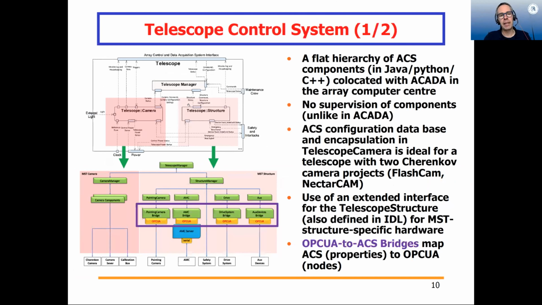Basically, it's implementing the telescope manager and then dedicated CORBA objects for the telescope camera and the telescope structure. For the MST, we are usually or mostly using Java. Also, we're using Python for mocking up, and the camera projects are using C++. But I would say that 90% of the code is written in Java.